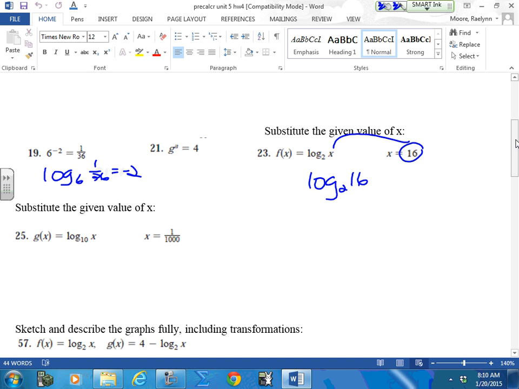Now, there's a couple of different ways to solve this. You can put this in your calculator with change of base. Go like this: do log 16 divided by log 2. Just put it in your calculator. You changed it to base 10. And you can get an answer. Or, just turn it into an exponential equation. Give it a variable, 2 to the y equals 16. So what power do I have to raise 2 to get 16? 4.